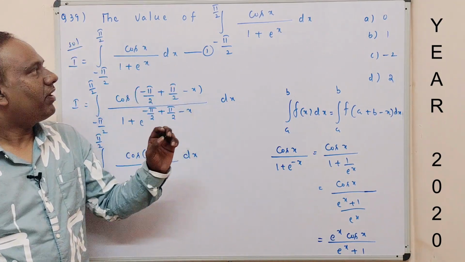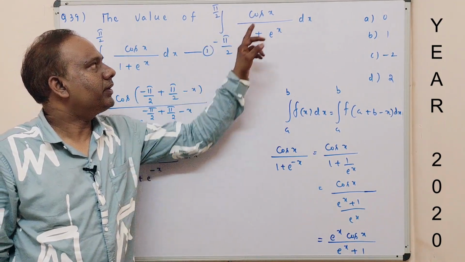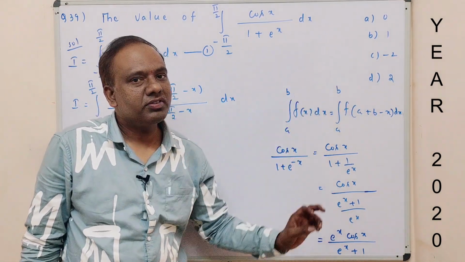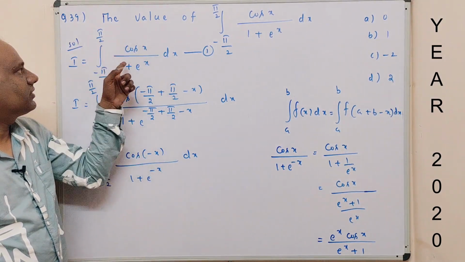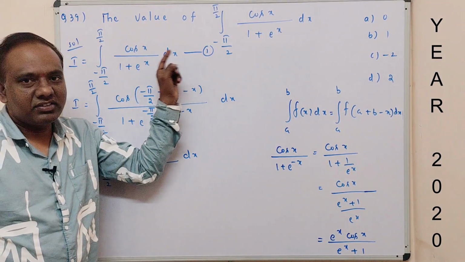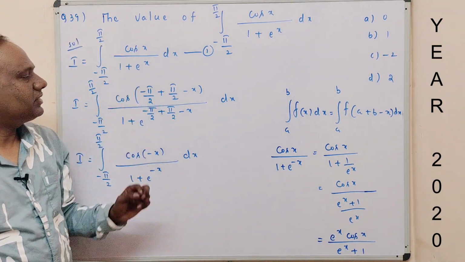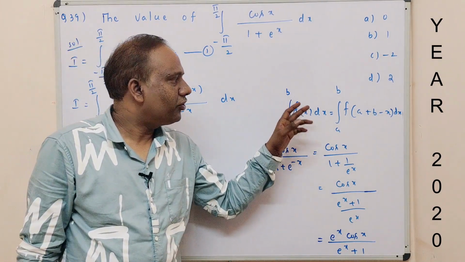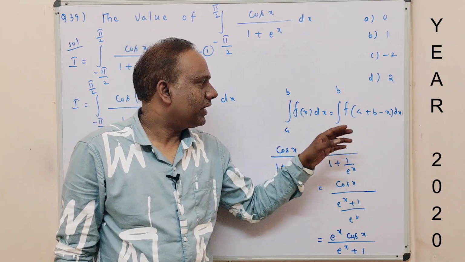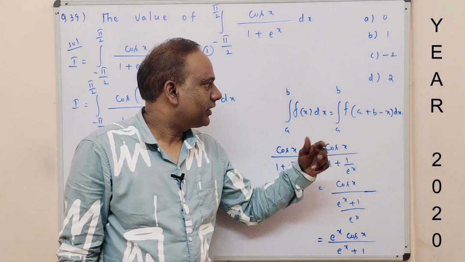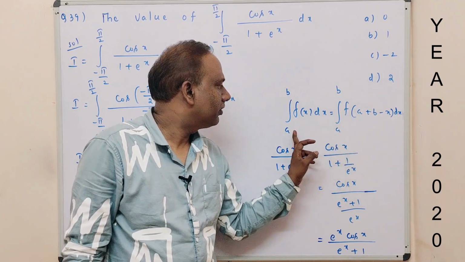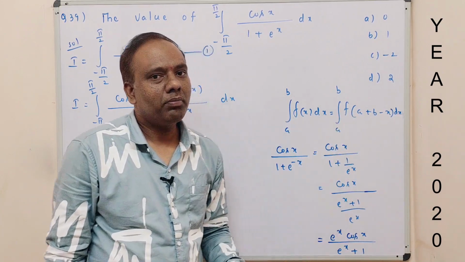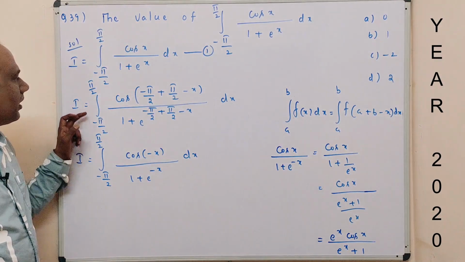The question is the value of the integration from minus pi by 2 to pi by 2 of cos x by 1 plus e power x dx. These are the options here. First of all, take this as I, and call this equation number 1. It is in the form of the integration from a to b of f of x dx, which is a property actually. It can be written as the integration from a to b of f of a plus b minus x dx, so here it is a and it is b.